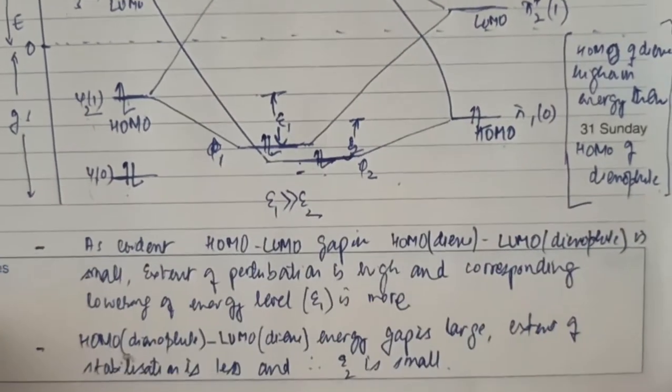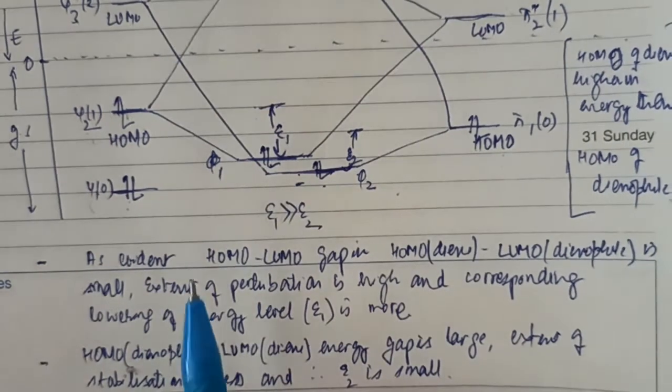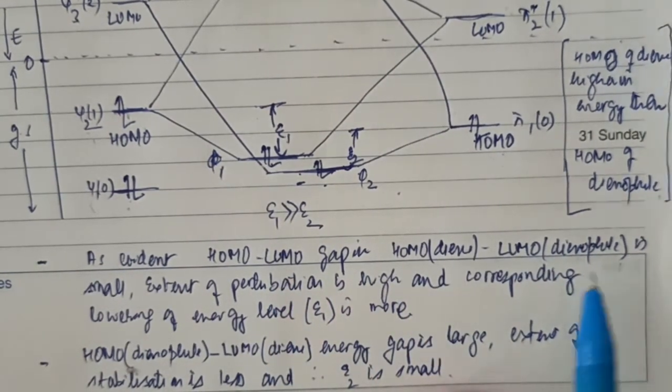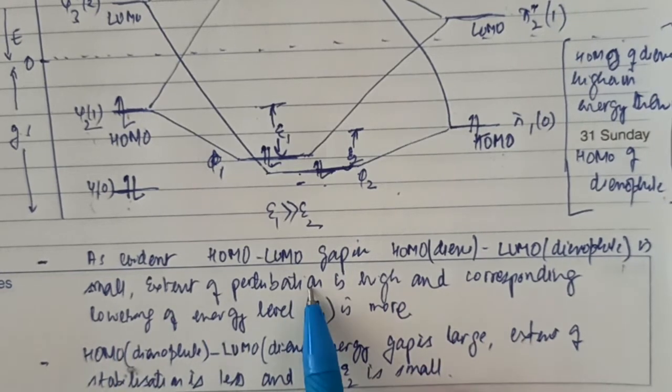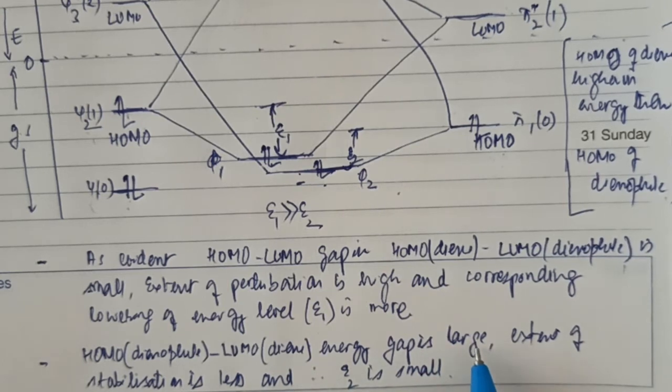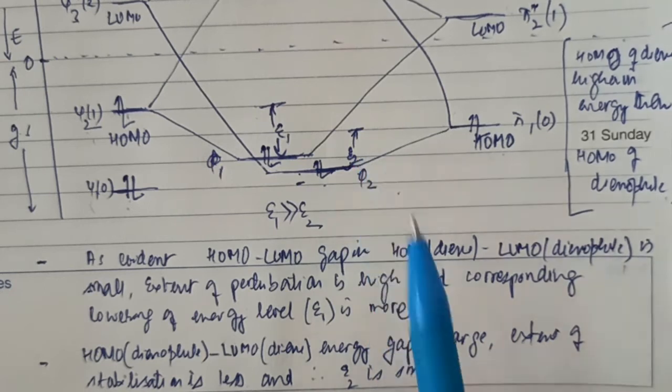Therefore, if I repeat these things again, as evident, the HOMO-LUMO gap in HOMO of the diene and LUMO of the dienophile is small, the extent of perturbation or interaction is high, and the corresponding lowering of energy level E1 is more. Conversely, for the HOMO of the dienophile with LUMO of the diene, the energy gap is large, the extent of stabilization is less, and therefore the value of E2 is smaller.